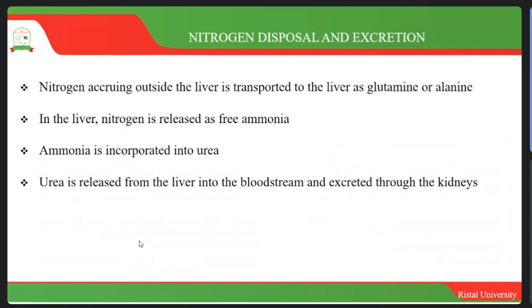And then in the liver, the nitrogen is released as free ammonia. Just as you reach the liver, you release free ammonia, which can then be broken down through the process of the urea cycle or ornithine cycle, and then excreted as urine, because ammonia is a toxic compound in the body. So ammonia is incorporated into urea, which is less toxic, and the urea is released from the liver into the bloodstream and excreted through the kidney.